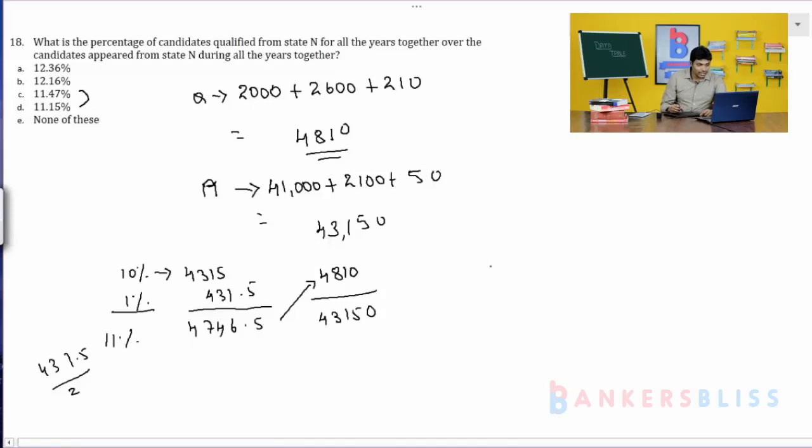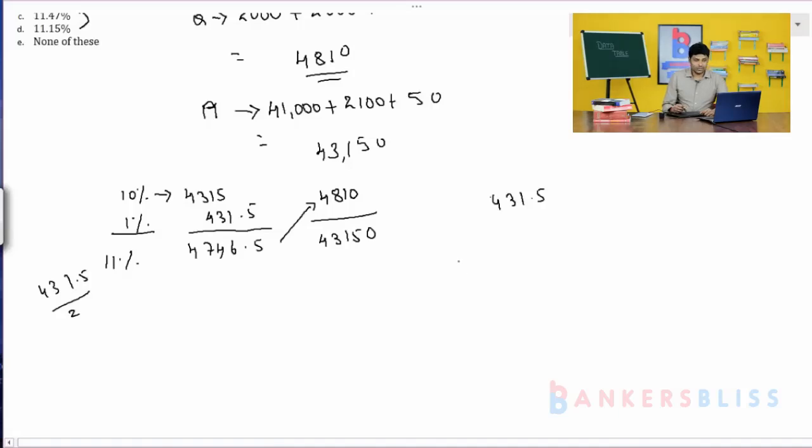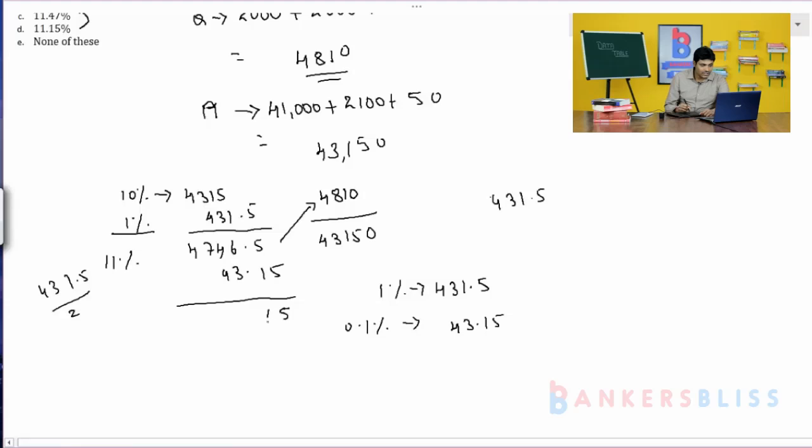So you calculate 0.1%. So 10% you are going to get 4315. 1% you are going to get 431.5. So now you calculate 0.15%. So how much are you going to get? 10% is 4315, 1% is 431.5. So you calculate 0.1%. 0.1% means again by 10, that is 43.15. So 43.15 you add, how much are you going to get? 5, 6, 9, 448, 7, 4.